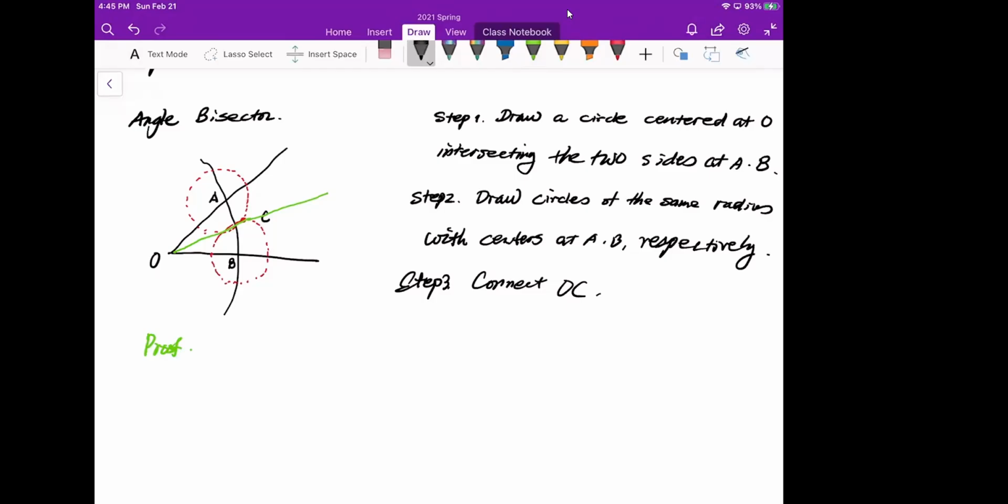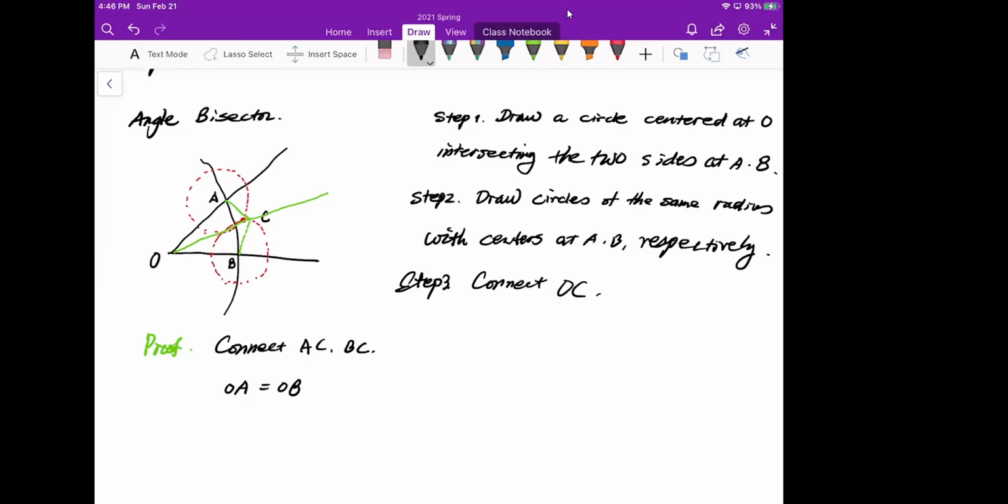I'm going to prove this by using congruent triangles. I'm going to connect A and C. Let me use a different color. I'm going to do this one here: connect the A with C, and connect the B with C. So I connect the AC and BC, and I want to see that the two triangles are congruent. That's very easy. First of all, OA equals OB. Why? Because I drew that first circle, cutting A and B.